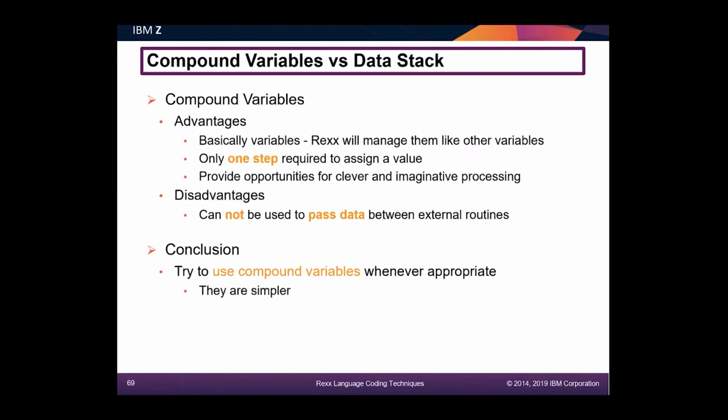I've talked about both, and I've alluded to this already. So compound variables, really the advantage here is they're basically just other Rexx variables. So it's easy to process things in one step to assign a value. The disadvantage is I cannot use them to pass data between programs. So if my Rexx exec calls somebody else's Rexx exec or another Rexx exec, I cannot pass data in a stem variable. So what I typically say is use compound variables whenever you can because they are simpler to use, but use the stack obviously when you have to.